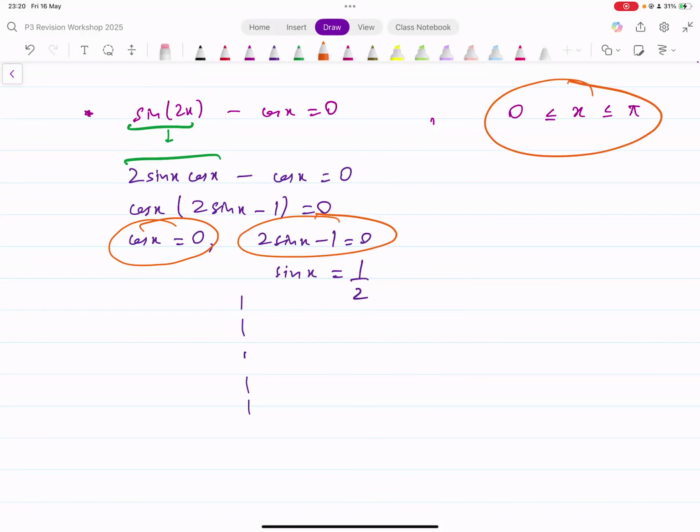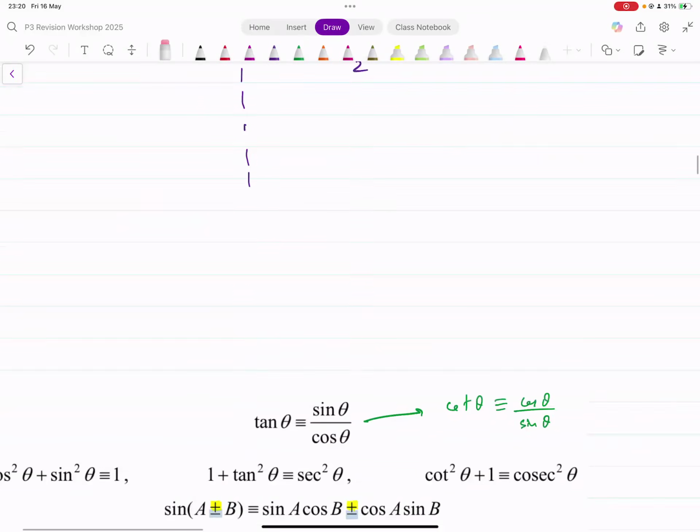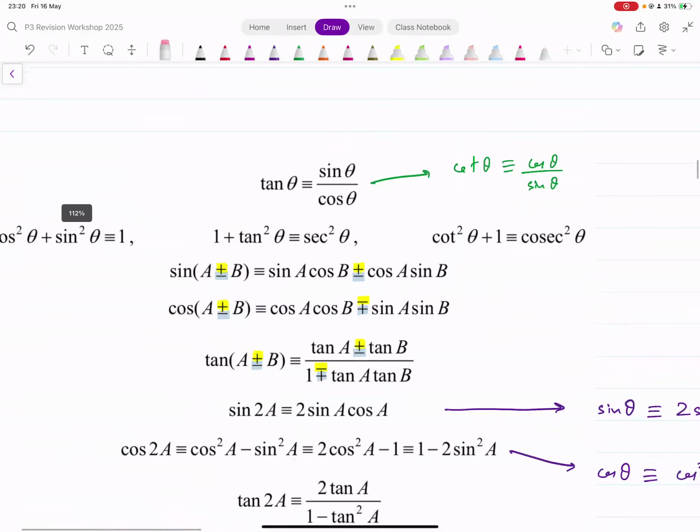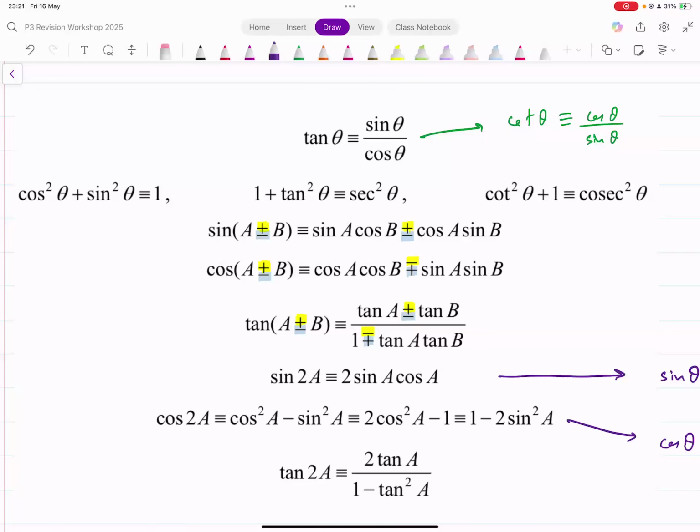You've got this interval given, solve these equations further, find the basic angle, use quadrants, and find the values of x that you get from them, right? This is how these identities are given in the formula sheet. So these are all the identities that are given in the formula sheet that I've showed you before.